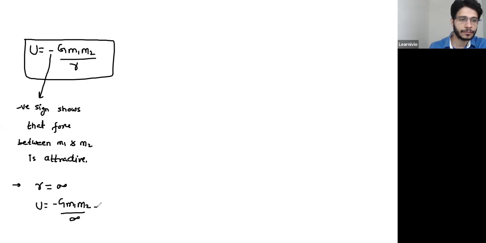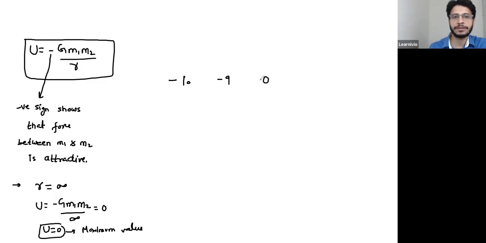Minus G m1 m2, 1 by infinity is 0, so it comes out to be 0. Yes, this is the maximum value of potential energy, 0, because all other values would be negative. If on a number line I write minus 10, minus 9 and 0, which one is the maximum number? I'm even taking 1000. 0. So that's why, if you don't take R equal to infinity, then all values of U would be negative. But if you take R equal to infinity, then your U will be 0, and that is the maximum value of potential.